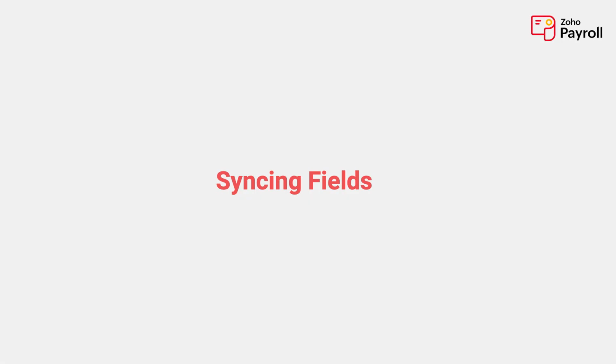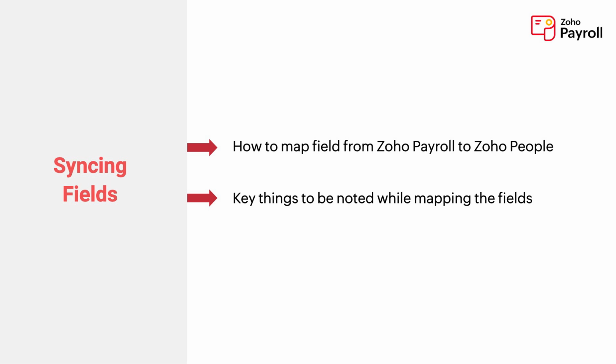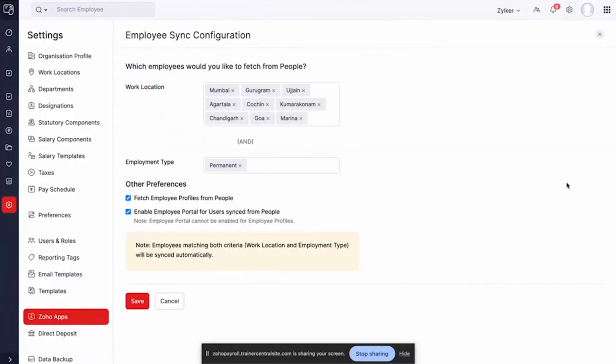So let's go to the syncing fields part. Here we will explain how to map the fields from Zoho Payroll to Zoho People and the key things to be noted while mapping. The purpose of syncing fields is that the basic information, personal information, and payment-related information of the employees are synced without missing any data from Zoho People to Zoho Payroll.